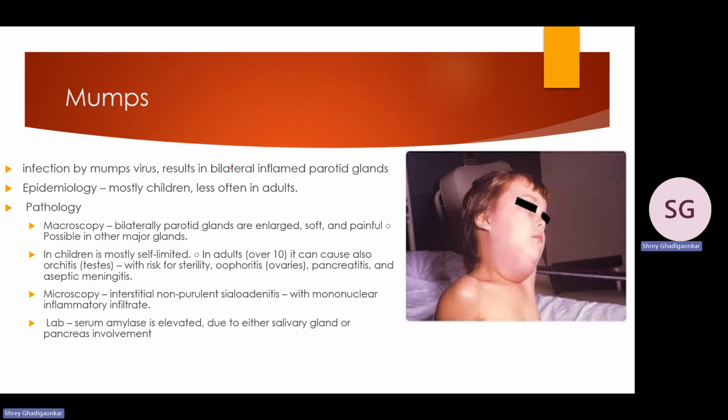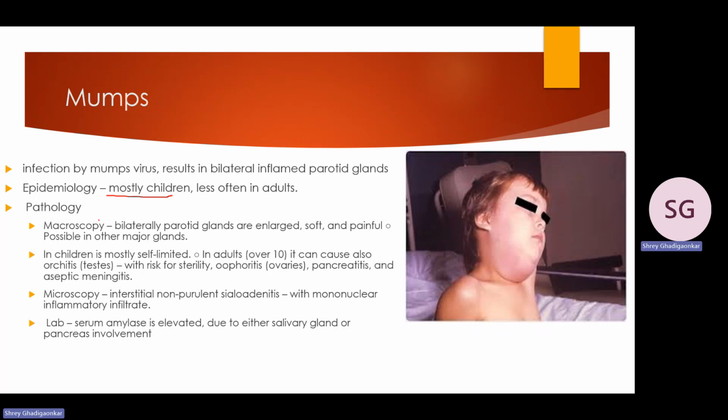Mumps is arguably one of the more well-known diseases of childhood, and it usually occurs in children, but less often in adults as well. As you can see in this patient, the macroscopy basically involves enlarged glands, and these are often soft and painful. Usually it's in the parotid glands, but it can occur in the submandibular and sublingual glands as well.